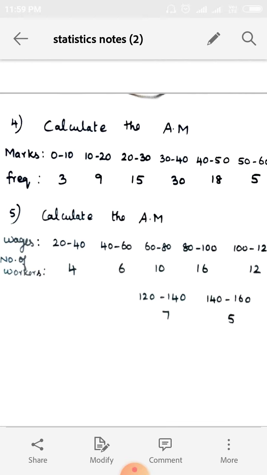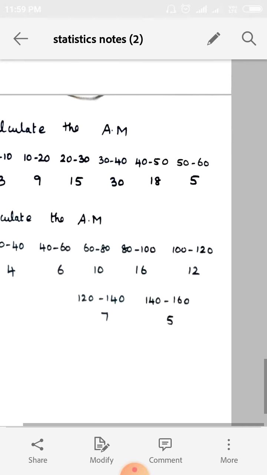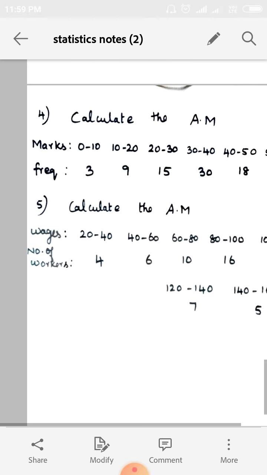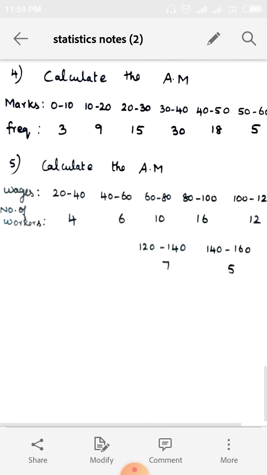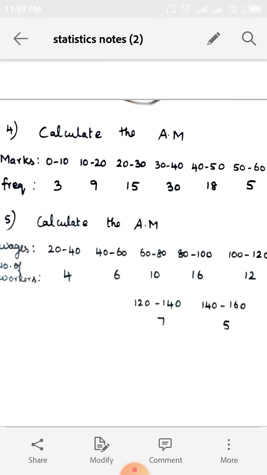Now the fourth sum: calculate the arithmetic mean. The class intervals are given: 0 to 10, 10 to 20, 20 to 30, 30 to 40, 40 to 50, 50 to 60, and frequencies are given. This is the third type model, third formula. What's the formula? A plus summation FD by N into C. The fifth sum is also the same type. See the fourth sum: what's the class interval? The class interval is 10. 0 to 10, 10; 10 to 20, 10; 20 to 30, 10.